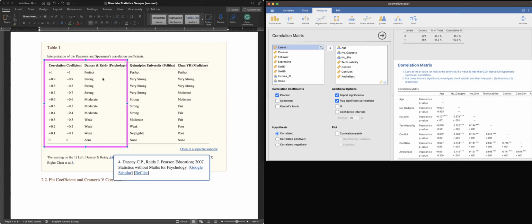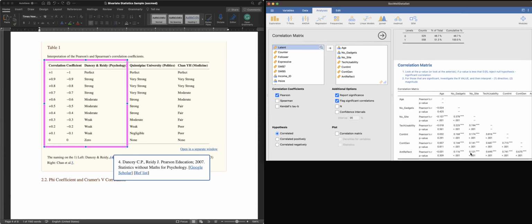The magnitude is, if it's 1, it's perfect. If it's 0.7 to 0.9, it's strong. If it's 0.4 to 0.6, it's moderate. If it's 0.1 to 0.3, it's weak. So for example, in this case, it's 0.225, so it's weak. 0.168, weak. 0.144, weak. 0.116, weak. So I think everything is weak. All of them are weak, but significant. Weak, but significant.